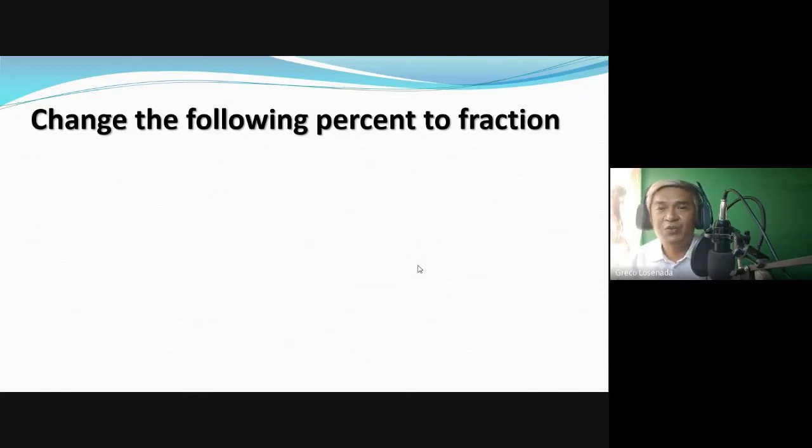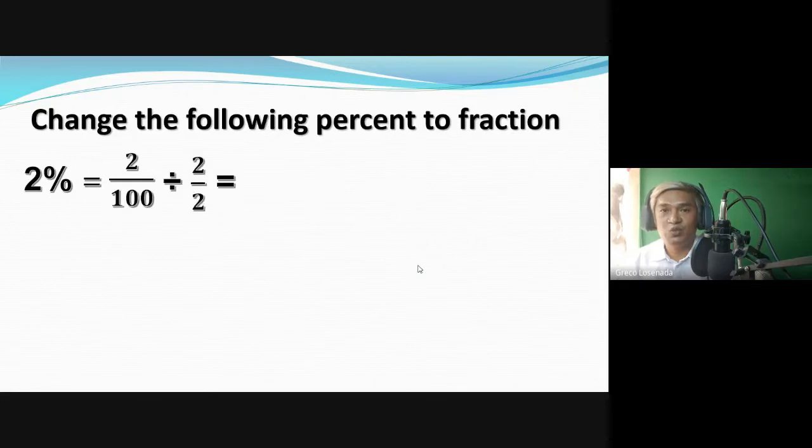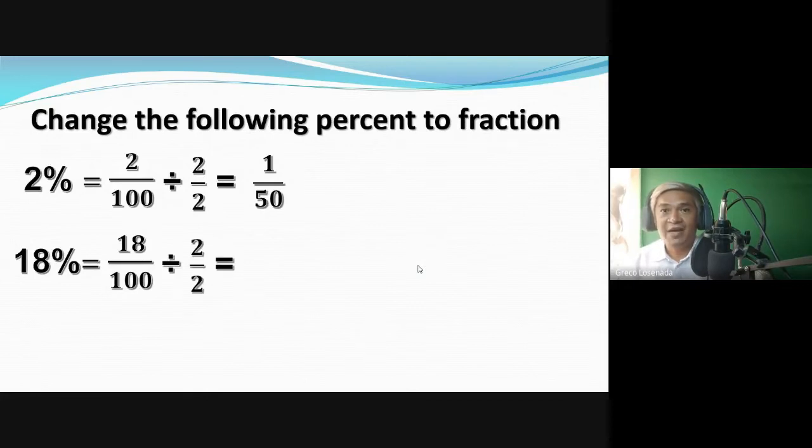Now, let's change the following percent to fraction. 2%, that is 2 hundredths. Then divided by the greatest common factor, which is 2, giving us the lowest term of 1 over 50 or 1/50. How about this one? 18%. That is 18 hundredths divided by the GCF, which is 2. The lowest term is 9/50.